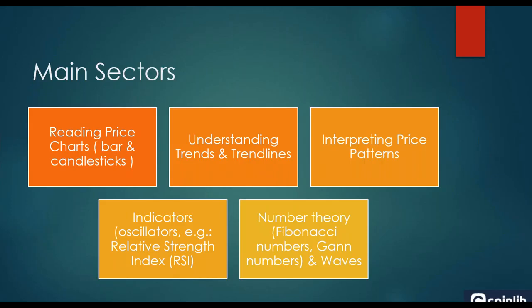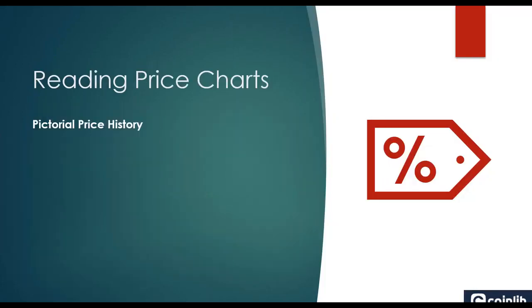These are the mathematical formulas. Now, all of these indicators, no matter how complex they are, only have 5 pieces of data they can use: the open, the high, the low, the close, and volume. So they're all different mathematical formulas using those same numbers. And then we have number theory, which gives us Fibonacci numbers and Gann numbers and waves. These are certain ways of applying other types of theory to price patterns.